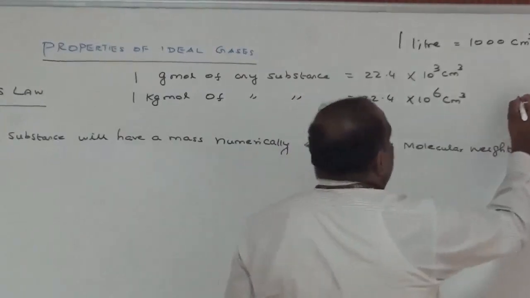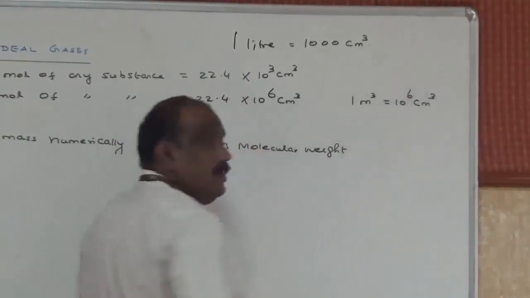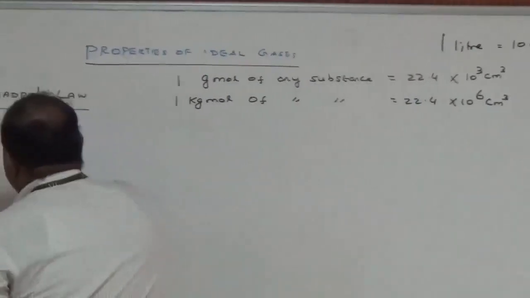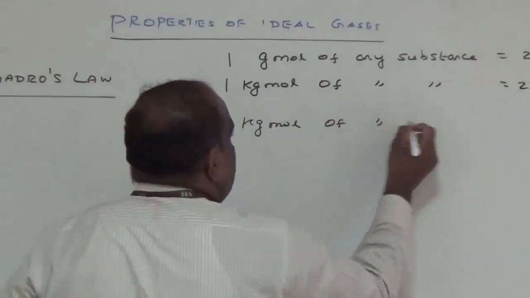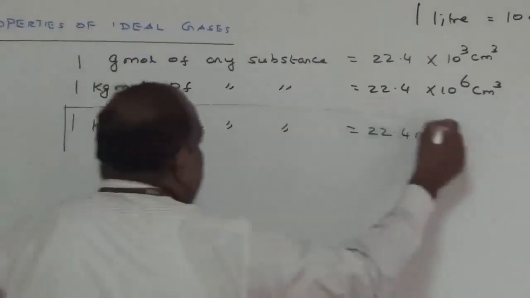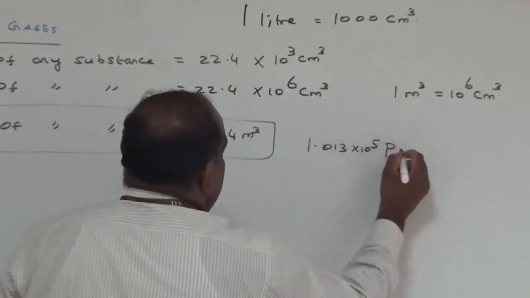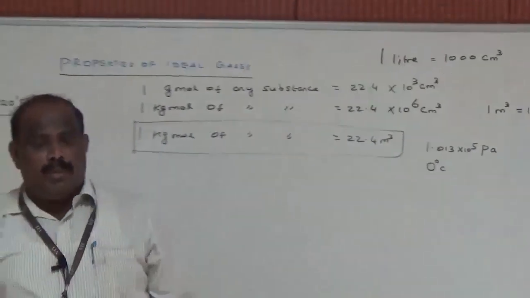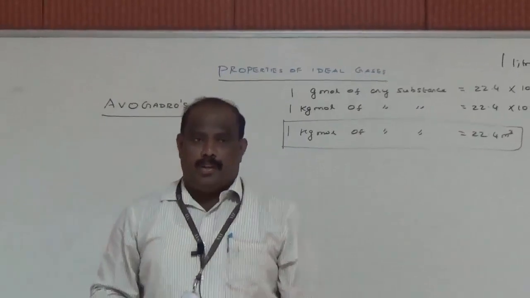We also know that 1 meter cube is equal to 10 power 6 centimeter cube. And hence, 1 kilogram mole of any substance will occupy a volume of 22.4 meter cube. At what condition? At 1.013 into 10 power 5 Pascal and 0 degrees Celsius. Under this condition, 1 kilogram mole of any substance will occupy a volume equal to 22.4 meter cube.